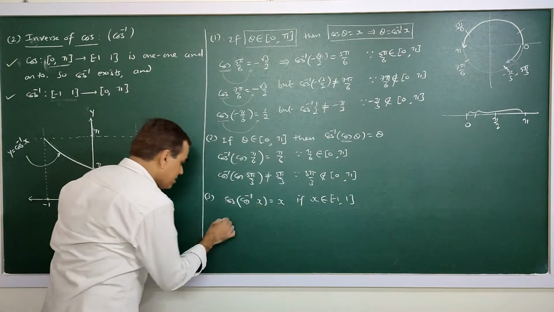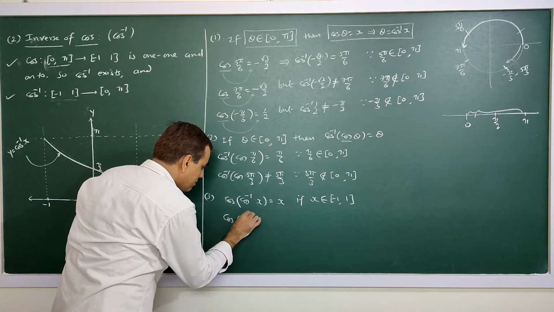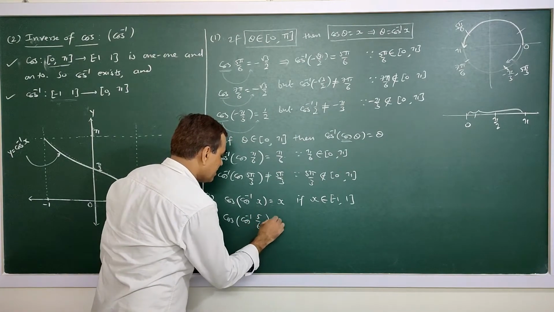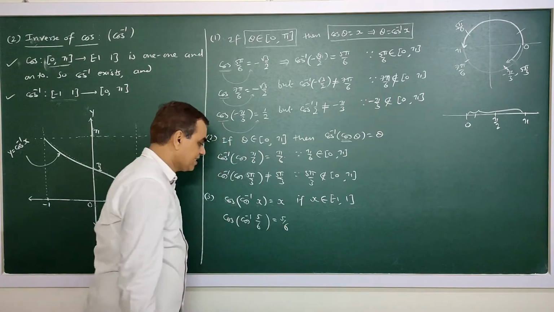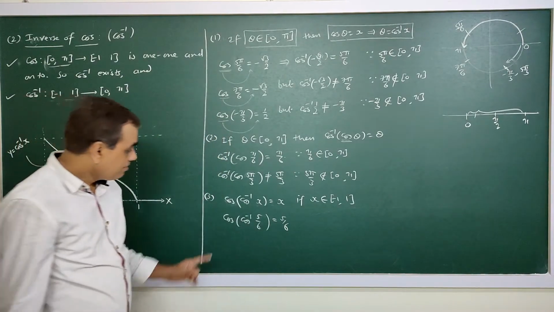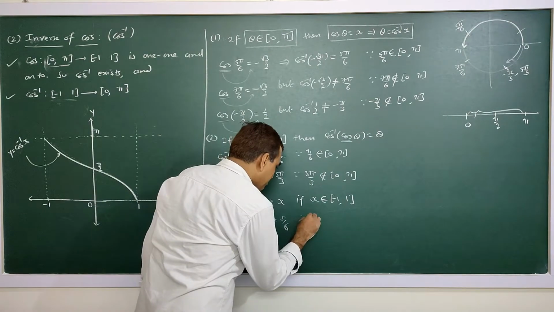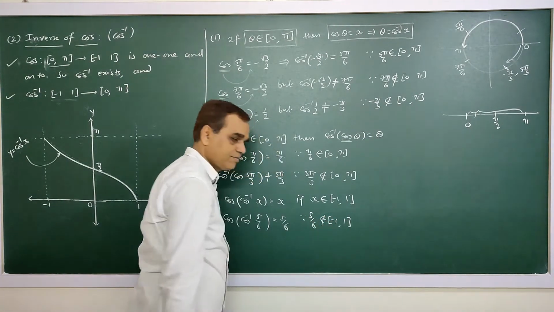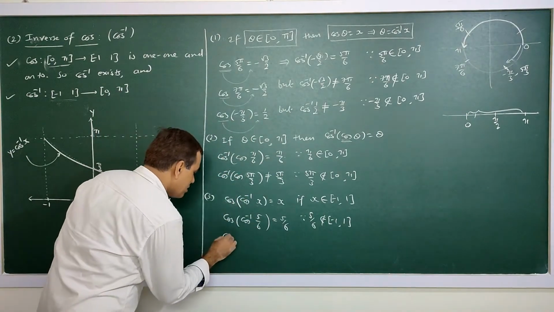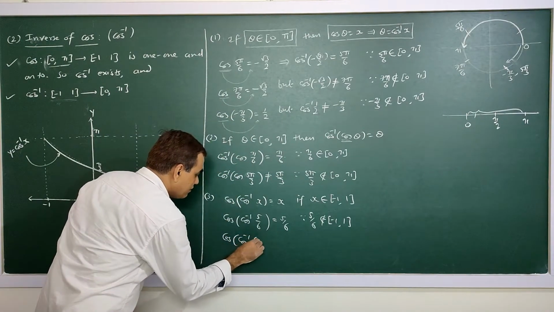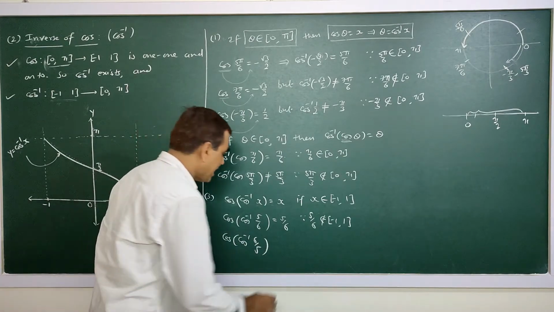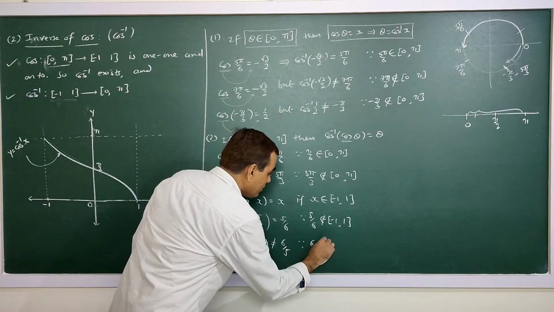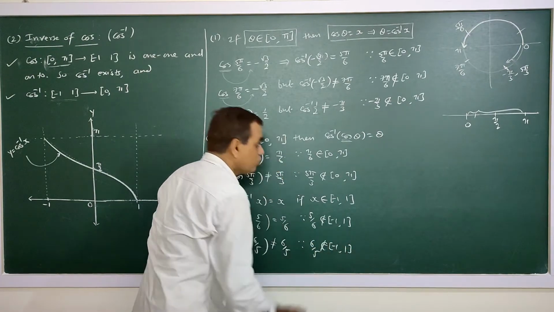As for example, cos of cos inverse 5 by 6 equal to 5 by 6. It is true, because 5 by 6 belongs to minus 1 to 1. But if I keep here cos of cos inverse 6 by 5, then this is not equal to 6 by 5, because 6 by 5 does not belong to minus 1 to 1.